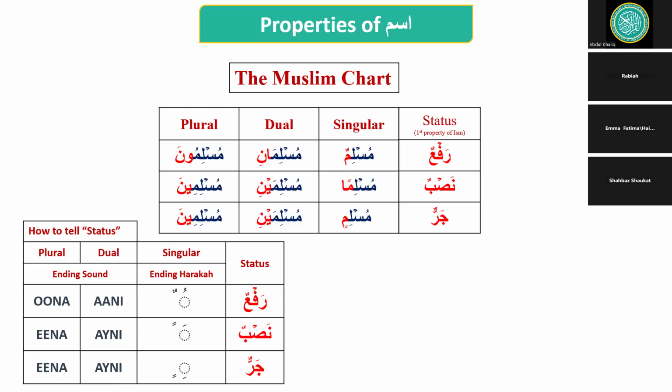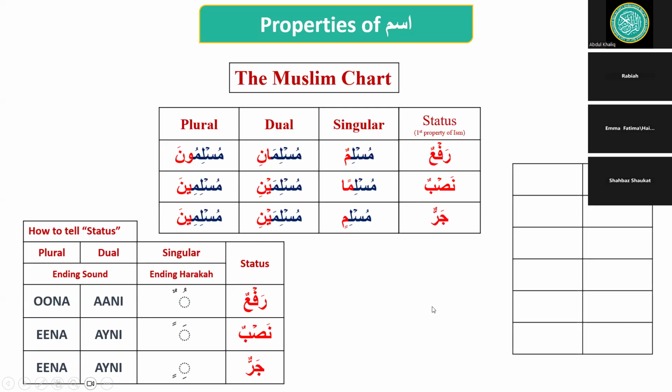So this is how you tell the status of an ism in Arabic language. And it is important to know this, how to tell the status. Rafa, nasab, and jar. These are the three new terms you need to memorize. In Arabic language, every ism has a status, and it will be either rafa or nasab or jar. And now we know how to identify if an ism is in rafa status, nasab status, or jar status.